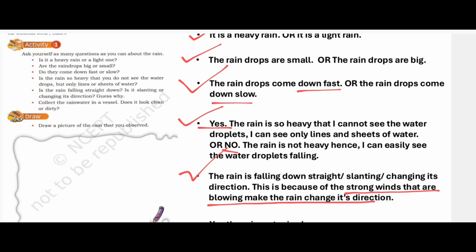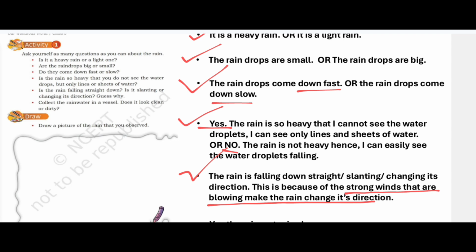And the last question is, collect rainwater in a vessel. Does it look clean or dirty? So this is a very nice question. See, rainwater is supposed to be the purest and the cleanest form of water, only and only if you collect it directly in a vessel or a utensil. If you collect the rainwater that is flowing from your terrace or your roof, what happens? It gets mixed with all the impurities. So that is why the rainwater looks dirty.